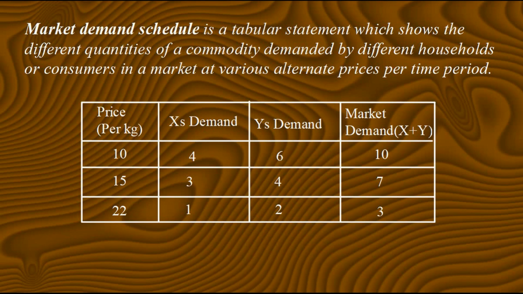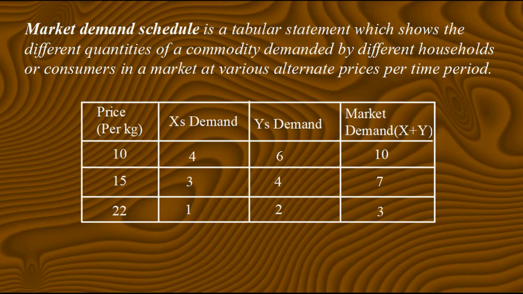Market demand schedule. This shows the different quantities of a commodity demanded by different households or consumers in a market at various alternative prices per time period. We are going to have a number of consumers or households in the market, and each individual consumer's demand is summed up in order to get the market demand. The sum of their demand will give us the market demand.